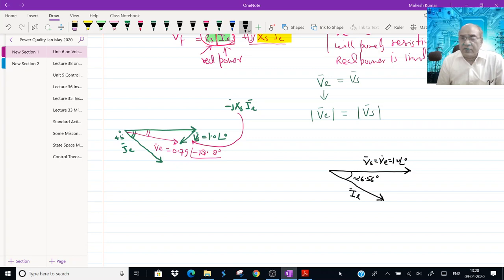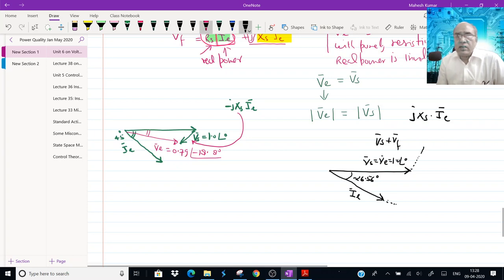Then we added VF, because VS plus VF becomes some angle. And VF we have found out, if you remember, is jXS into IL. So this is IL and j means 90 degrees to this. I can draw a line, and 90 degrees to this becomes somewhere here. So this is jXS IL. If you join them together, it becomes VS dash, the effective source voltage. It's called VS dash. What is VS dash? It is VS plus VF.